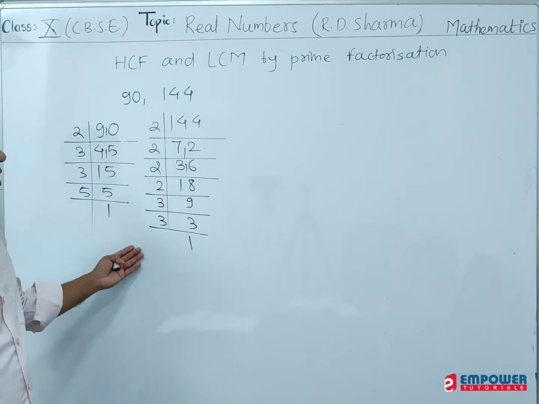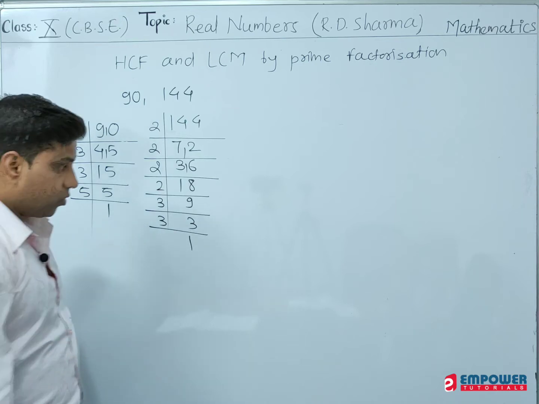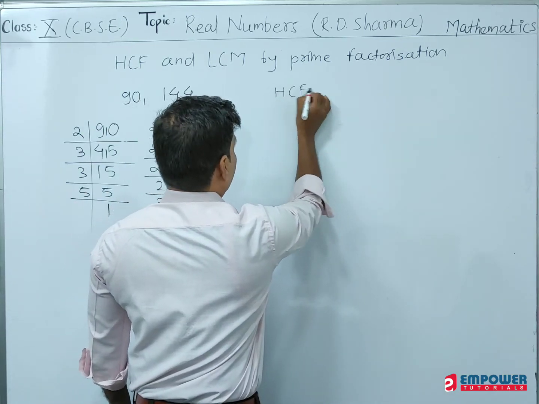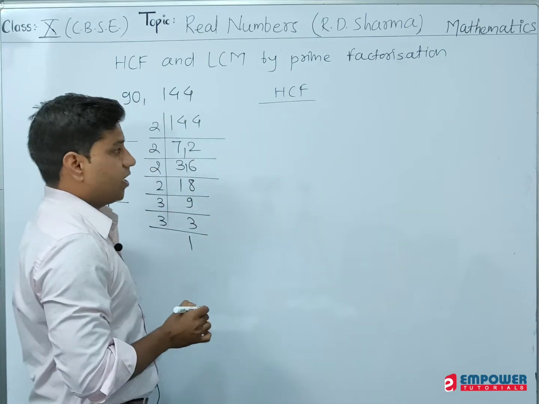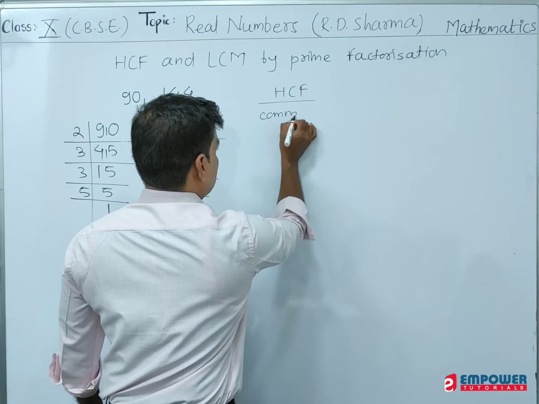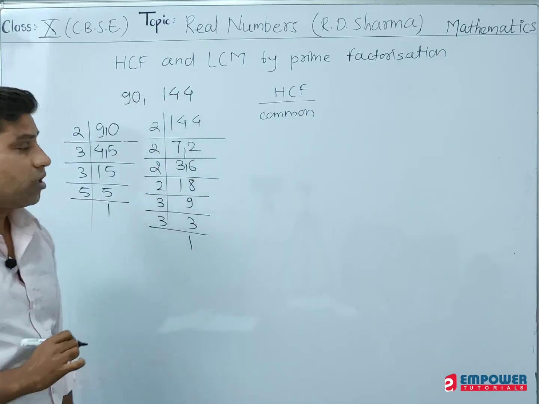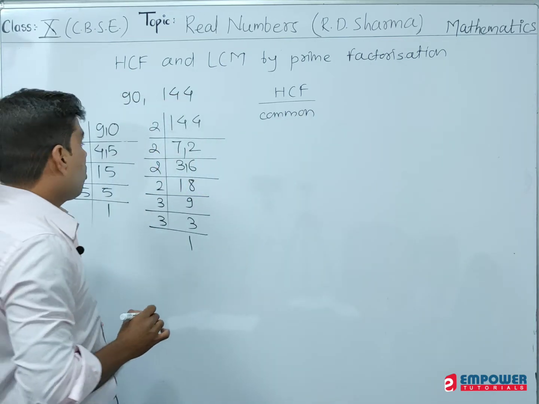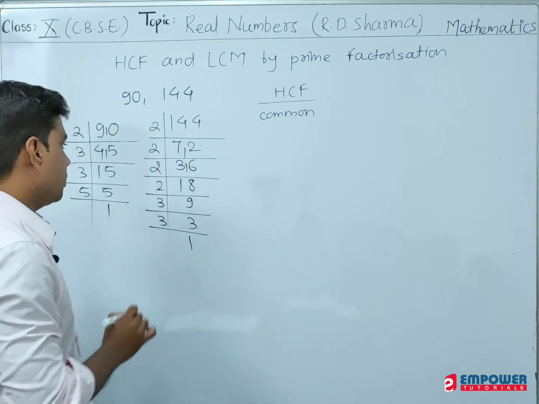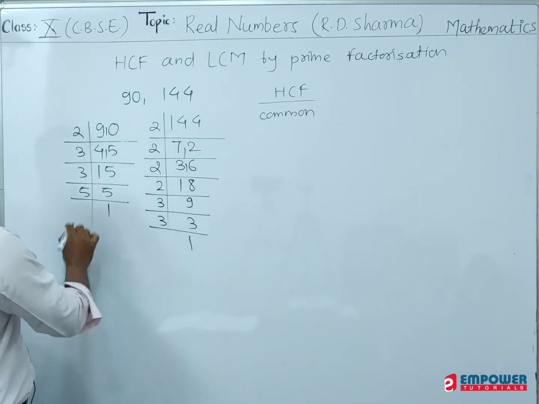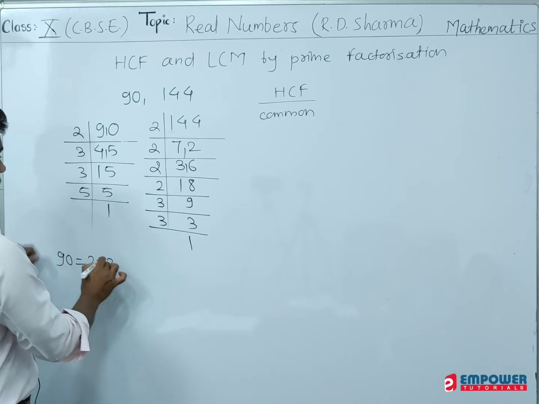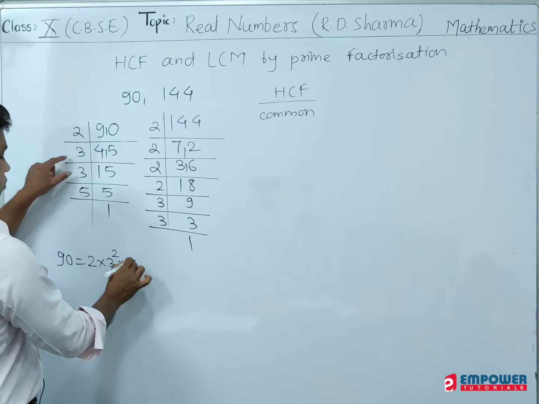Now how to find HCF and LCM? First we will see HCF. What do we have to do for finding the HCF? For finding HCF, first we have to list their common factors. We are writing the factors of 90 and of 144. So we can write it like this: 90 is 2 into 3 square into 5.